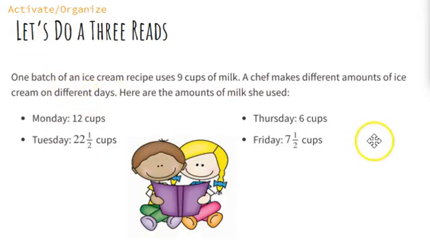All right, so one batch of ice cream uses 9 cups of milk. Chef makes different amounts on different days. Here's the amounts of milk she used on each of those days: 12 cups on Monday, 22.5 on Tuesday, 6 on Thursday, and 7.5 on Friday. So the question is, how many batches did she use each day?